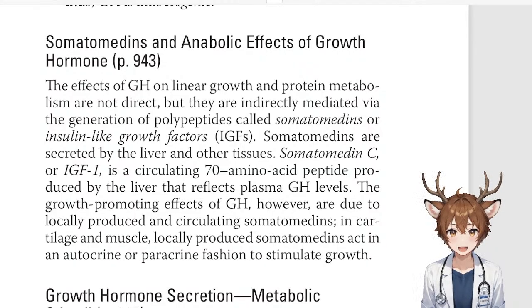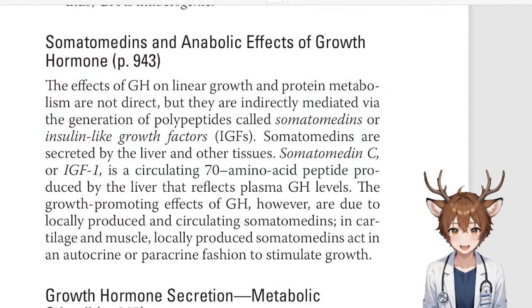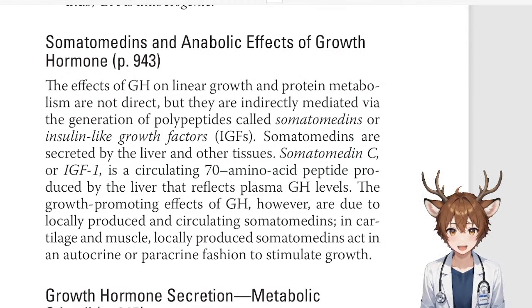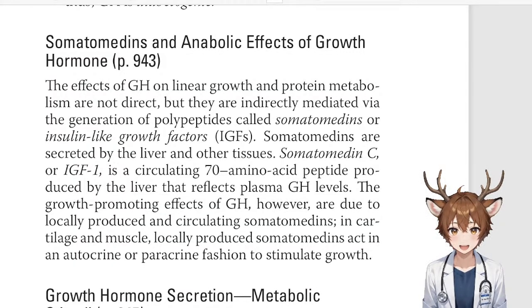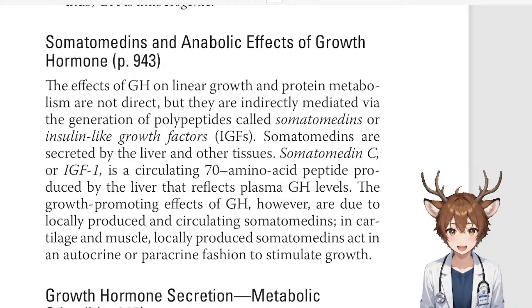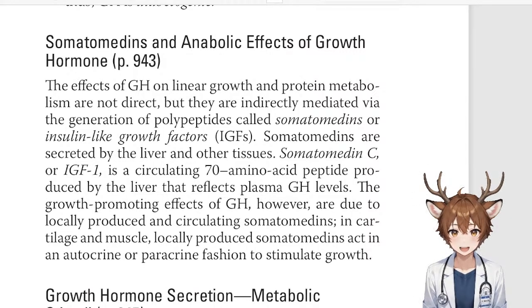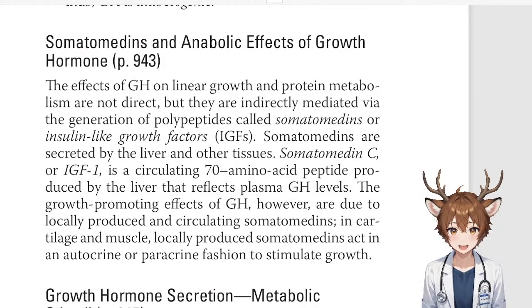Now, somatomedins and anabolic effects of growth hormone. The effects of growth hormone on linear growth and protein metabolism are not direct, but are indirectly mediated via the generation of polypeptides called somatomedins, or insulin-like growth factors, IGFs. Somatomedins are secreted by the liver and other tissues.